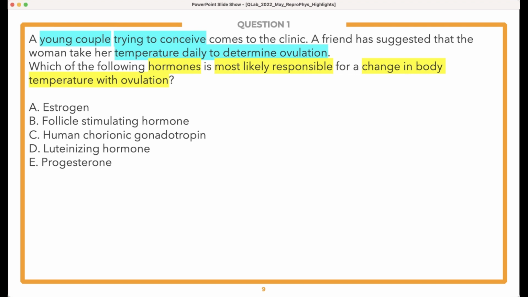So we're going to go ahead and open up that poll. Go ahead and select what you think is the best answer here. We'll talk about it in just a few seconds.